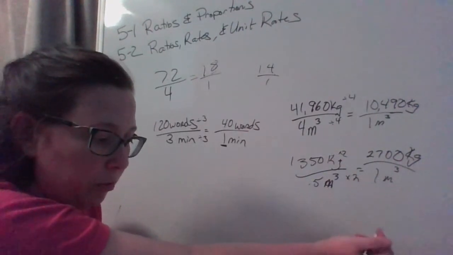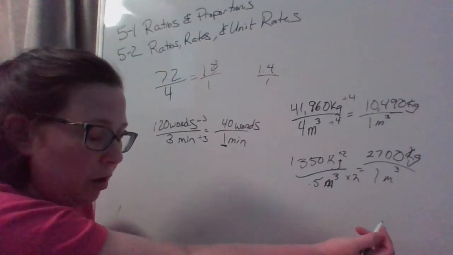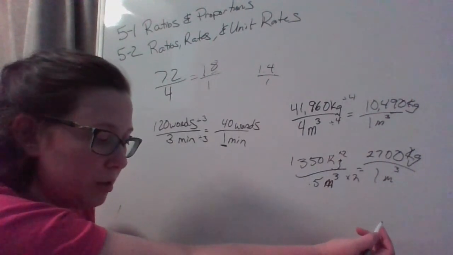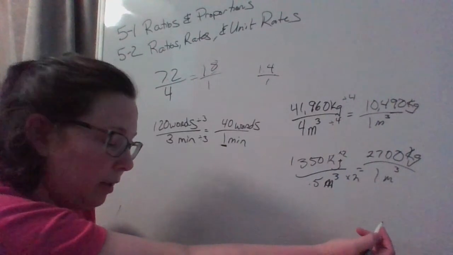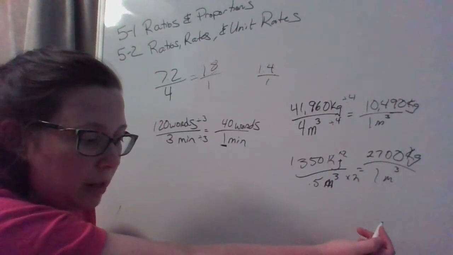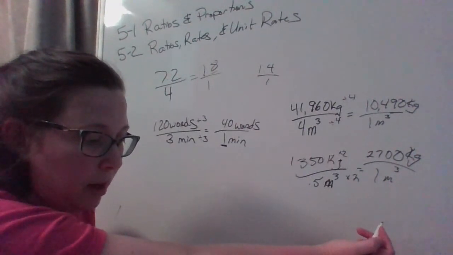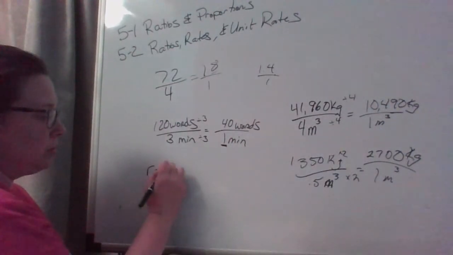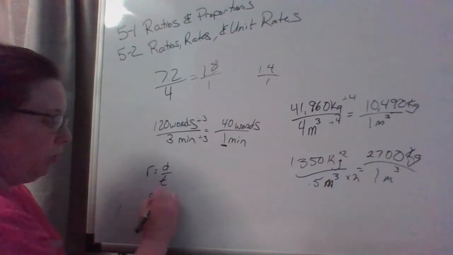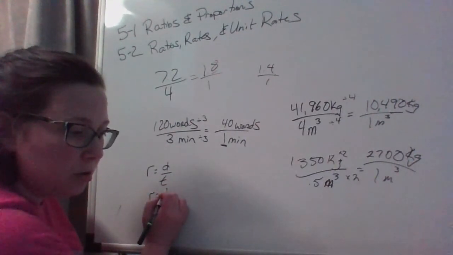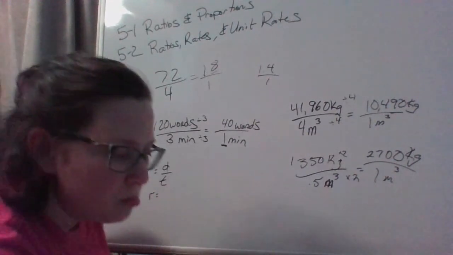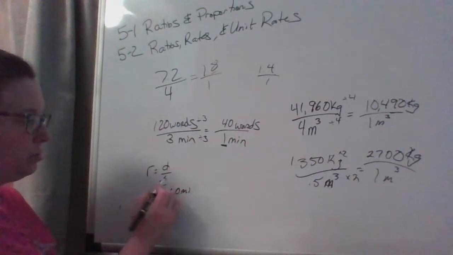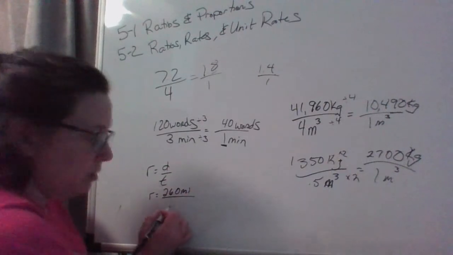Looking ahead to number 4, these are examples where you are using our distance formula, which is rate equals distance over time. So they tell us the distance and the time, and we're supposed to come up with a rate. So if rate equals distance over time, we're going to say R equals 260 is how far they went, 260 miles, that's our distance, and our time is 5 hours.